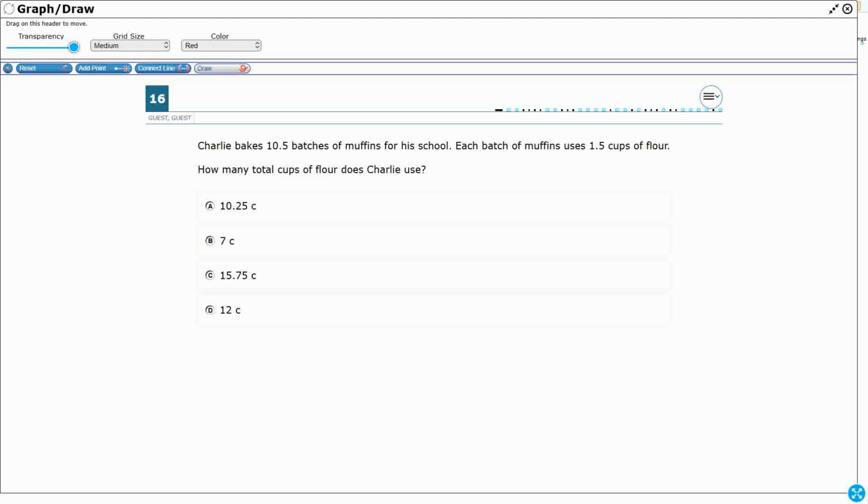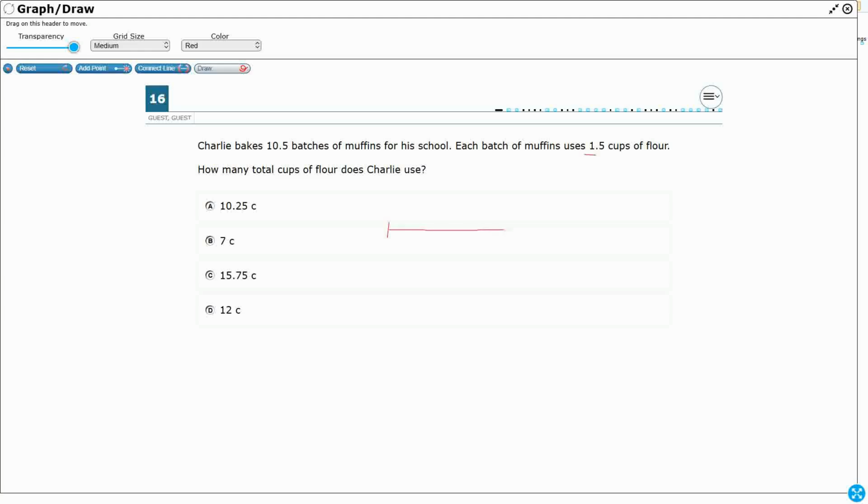So we've got Charlie baking 10.5 batches of muffins, and each batch uses 1.5 cups. So how many total cups does Charlie use? Well, we can actually draw a strip diagram here. So I've got an unknown total, right? That's what I'm looking for. How many total cups? And we can draw it like this.